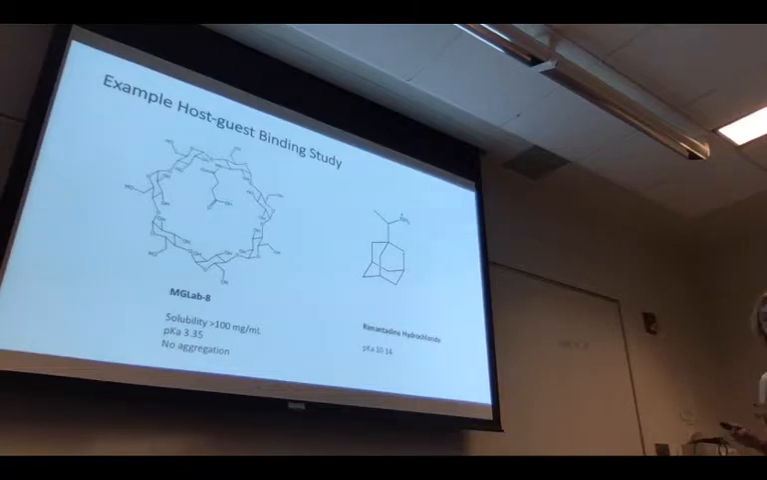We've got a pKa of 3.35, which is nice. We can actually measure the experimental for this, which will be really helpful. And no aggregation. At the end, I'll show you how we know there's no aggregation, because we've got quite a nice NMR experiment for that.